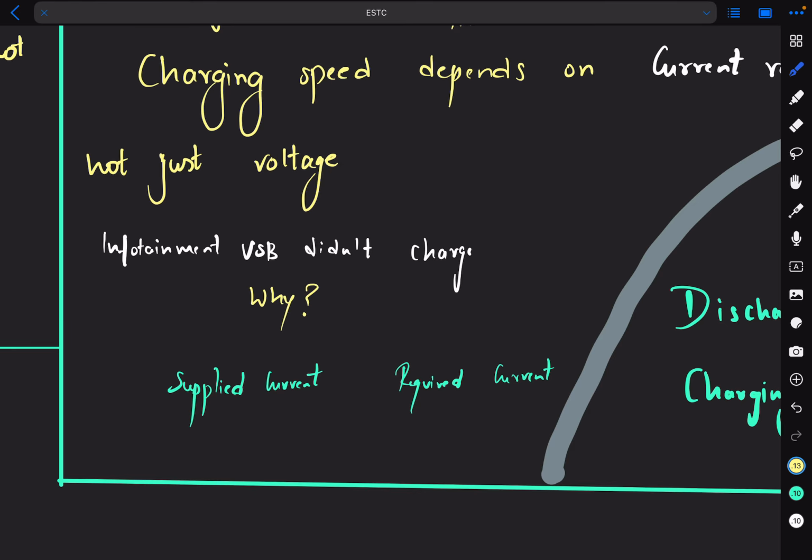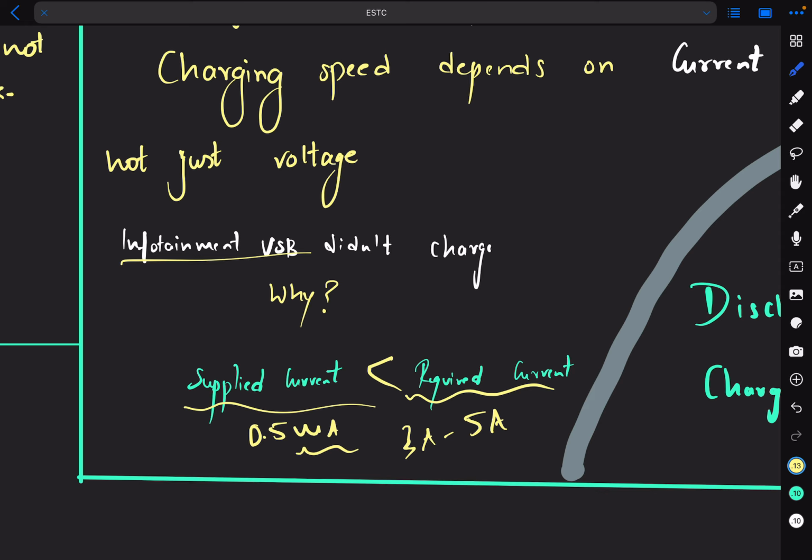Why is the infotainment USB not charging our smartphone? Because the current required for our smartphone to charge is more. It needs around 3 ampere to 5 ampere at least. But the infotainment USB is supplying a minimal amount of current, in terms of milliampere. So our phone will not get charged.